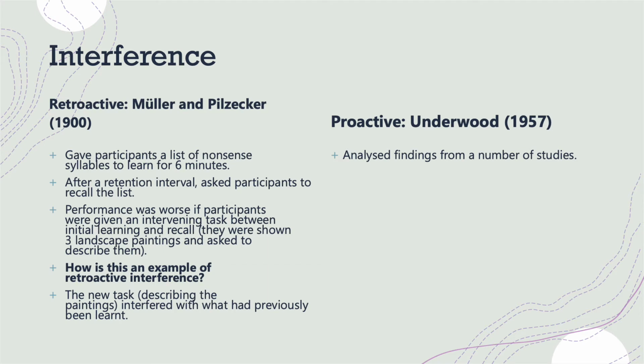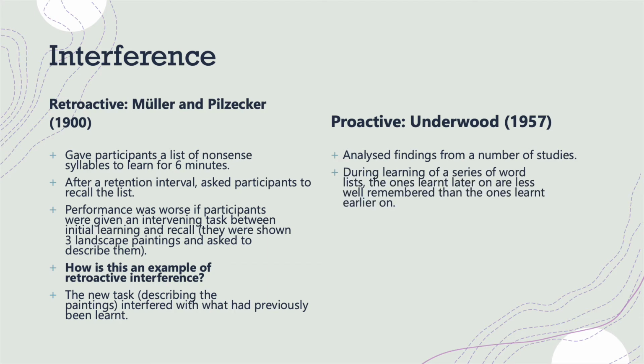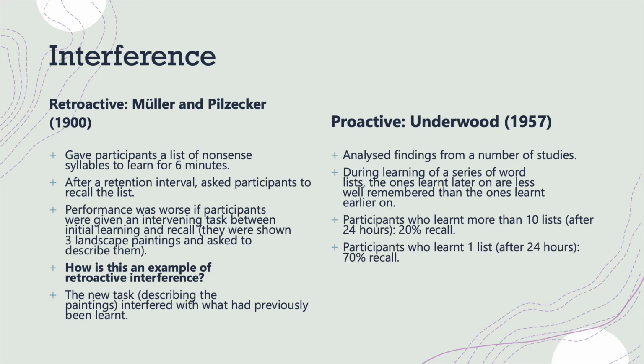So he analysed findings from a number of studies. During learning a series of word lists, the ones learnt later on are less well remembered than the ones learnt earlier on. So previous information is interfering with new information. Participants who learnt more than 10 lists after 24 hours had a 20% recall, whereas those who only learnt one list had a 70% recall because proactive interference wasn't occurring there.